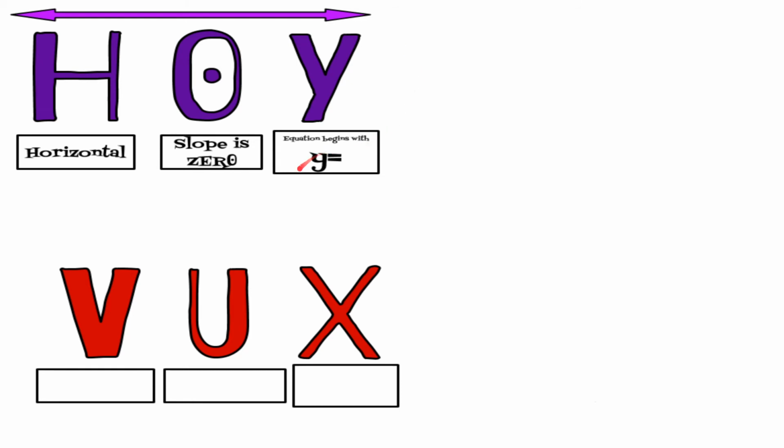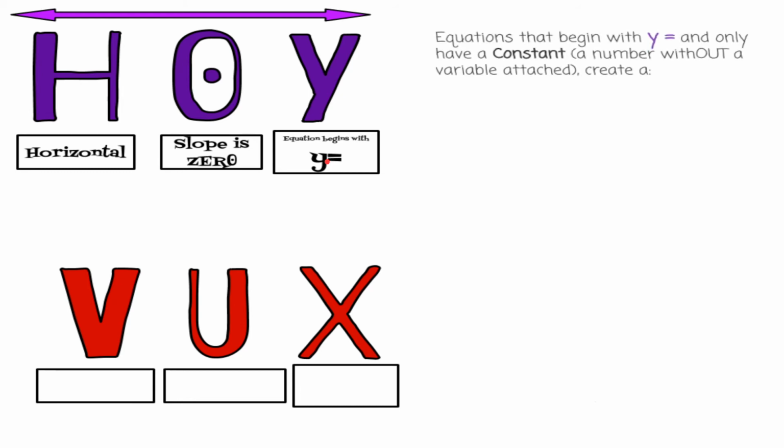And that will happen whenever you have an equation that begins with y equals. Just like our purple line, it said y was equal to negative 2, and it made a horizontal line, and it crossed my y-axis at negative 2. So to summarize, equations that begin with y equals and only have a constant, a number without a variable, so like y is equal to negative 2, create a horizontal line because its slope is 0. It's not going to rise and then run. It doesn't rise, but it continues to run, okay? So that's why we have a horizontal line.